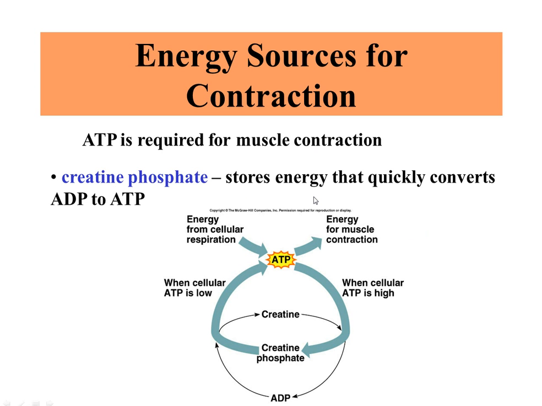Creatine phosphate stores energy that quickly converts ADP to ATP. Okay, so there's stored energy here. It contributes, the energy is added to this ADP as it is phosphorylated. It gains that phosphate and it gains energy, and then the energy is used as this ATP is broken down again into ADP plus phosphate.